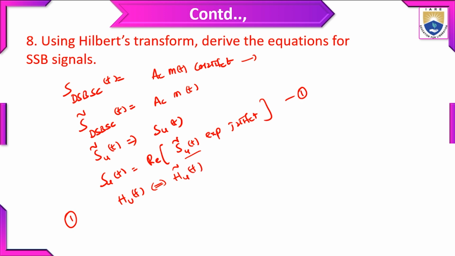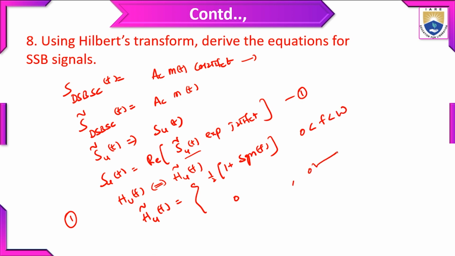Generally, we are passing the DSB signal through a bandpass filter. Here I am replacing this bandpass filter with an equivalent LPF. So H tilde U of F, which represents the transfer function of the low pass filter, is equal to 1 by 2 of (1 plus signum function of F), and otherwise 0. Here the frequency range is this one, and the remaining is otherwise.